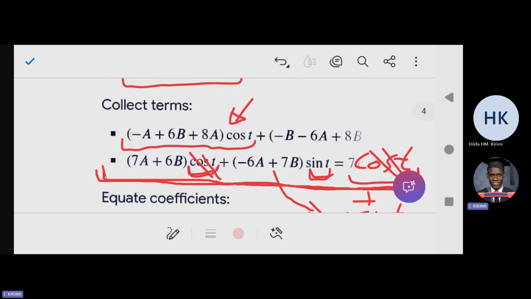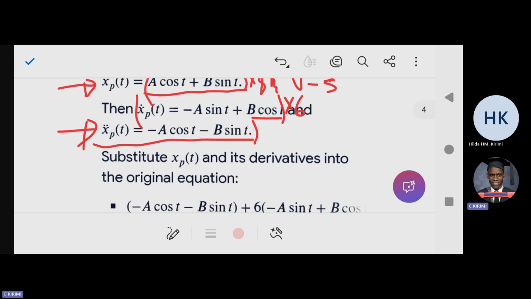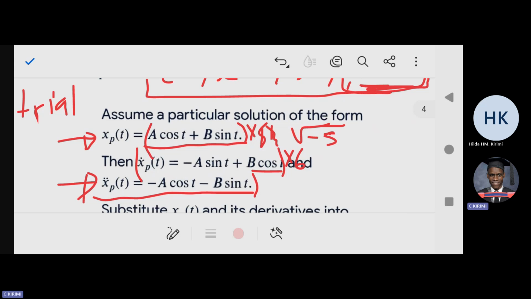So we are solving A and B for the particular solution. This is our particular solution. The general form of the particular solution is xp = A cos t + B sin t. Now we are solving for those particular solutions.